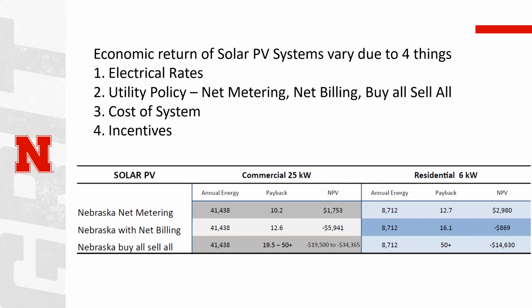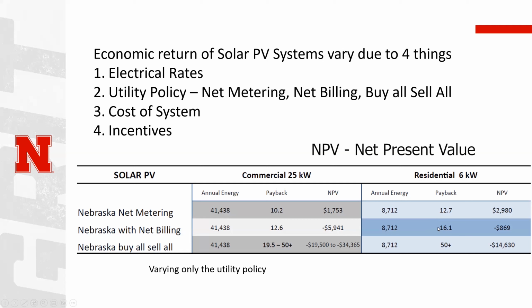I bring this up. What I did on this is I varied just the utility policy to make a point a little bit. And I'm not trying to make a point about an argument about policy right now, because that's not what this is about. This is about doing economic analysis. But if we were looking at a residential system over here on the right, a 6 kW system that has a net metering policy, has a payback of 12.7 years in the location that I modeled, with the rate structure that I modeled for this one.